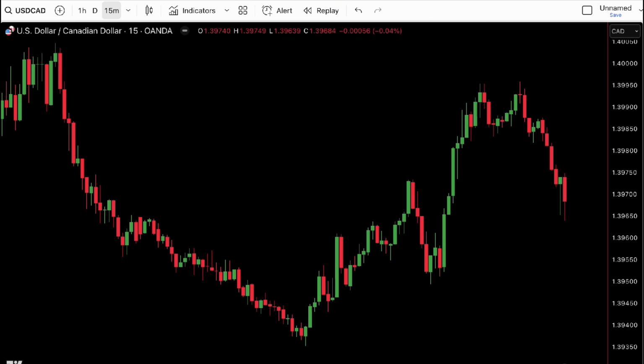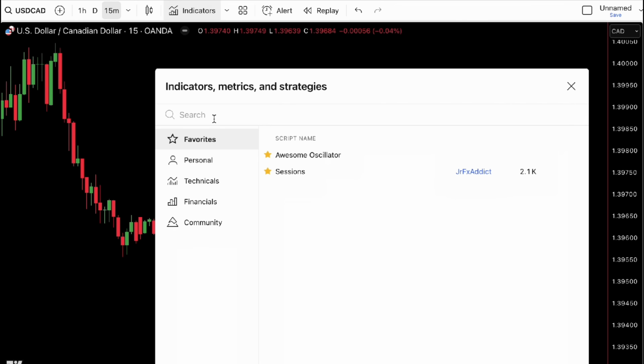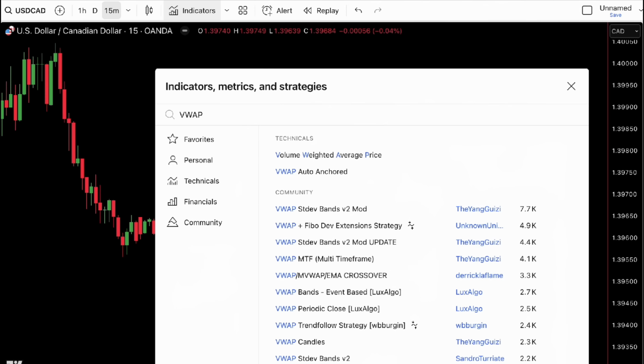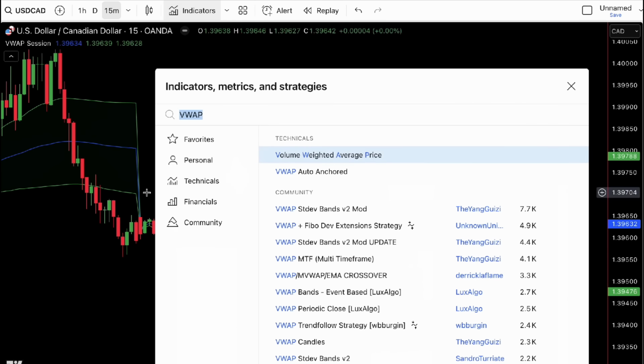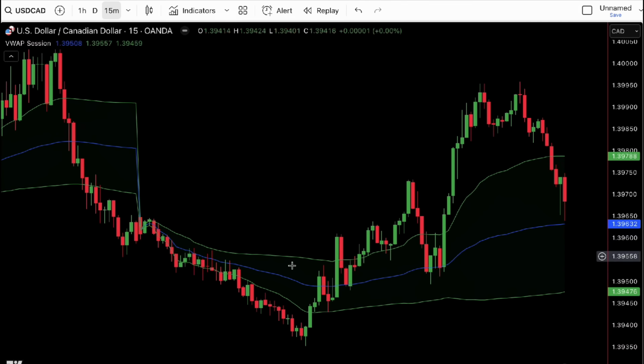First, open up a chart on TradingView. Now head to the top and click on Indicators. In the search bar, type VWAP, short for Volume Weighted Average Price. Click on the first result that pops up. You'll see something like this added to your chart. A blue line in the middle, that's your VWAP, and green bands above and below it. These bands create a channel, but for this strategy, we only need one thing, the VWAP line itself.